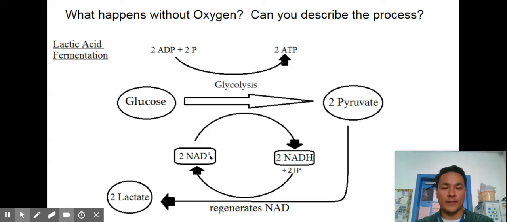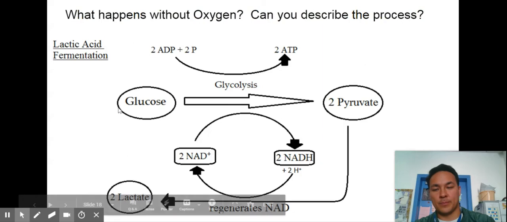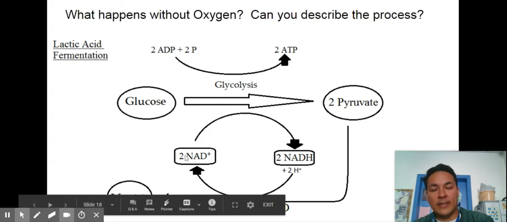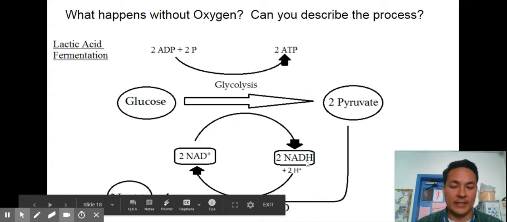Eventually, you'll run out of NAD pluses to put the electrons and the hydrogen in as you're splitting the glucose. You can't just split glucose into pyruvate without making NADH. It's impossible. So you have to have some way to have the reactant be regenerated. In other words, you have to be able to get the electrons and the hydrogens out of NADH so that you can have an empty taxicab.